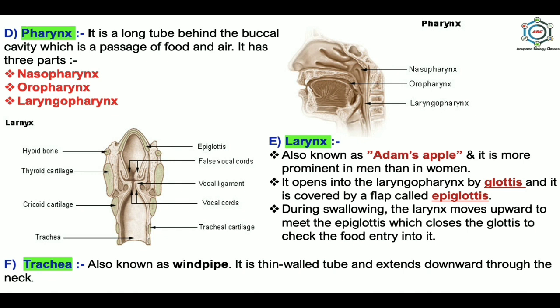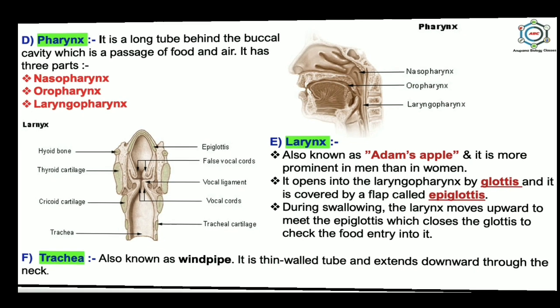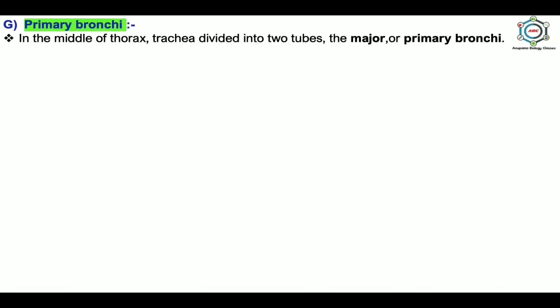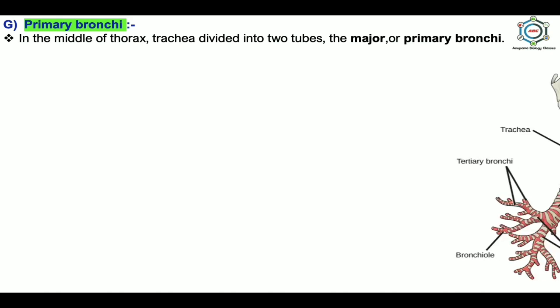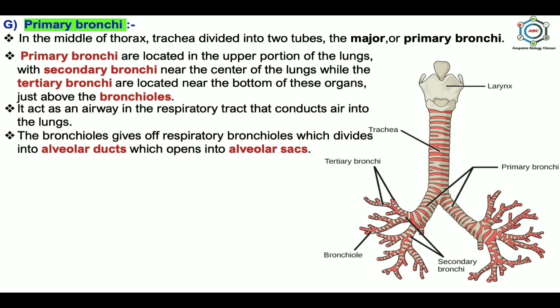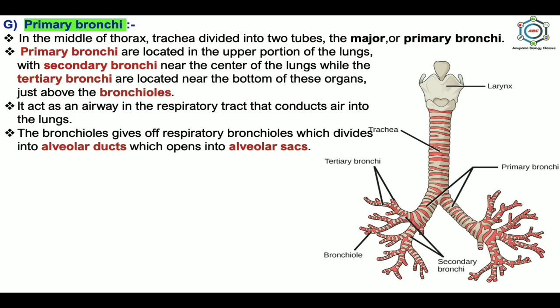Trachea, which is also known as the windpipe, is a thin walled tube and extends downward through the neck. Now this trachea opens into the primary bronchi. In the middle of the thorax, the trachea divides into two tubes, the major or primary bronchi. You can see in the picture here, this is the primary bronchi. Here you can see the thorax, that means the trachea is divided into two parts.